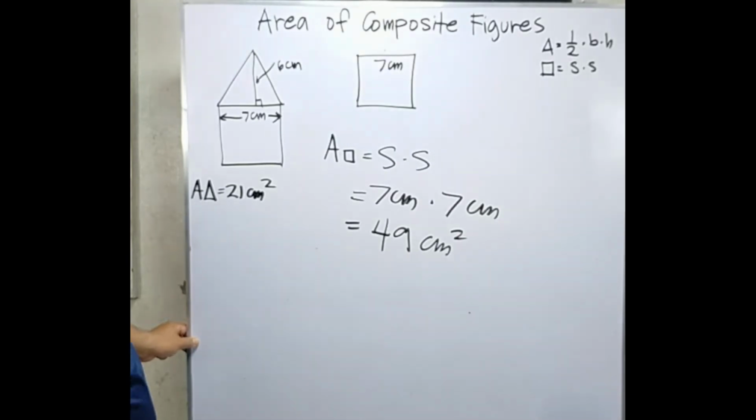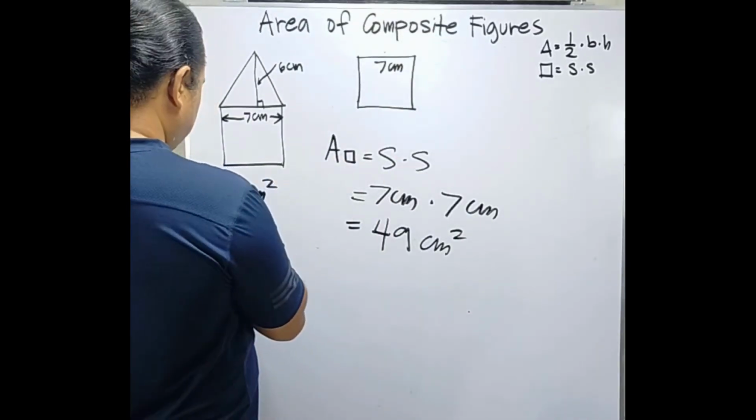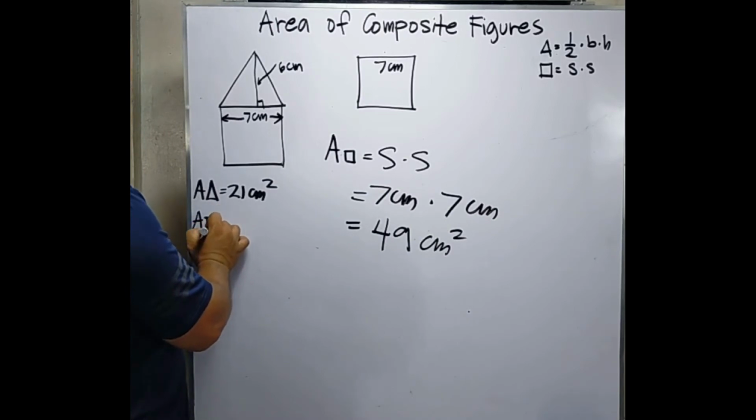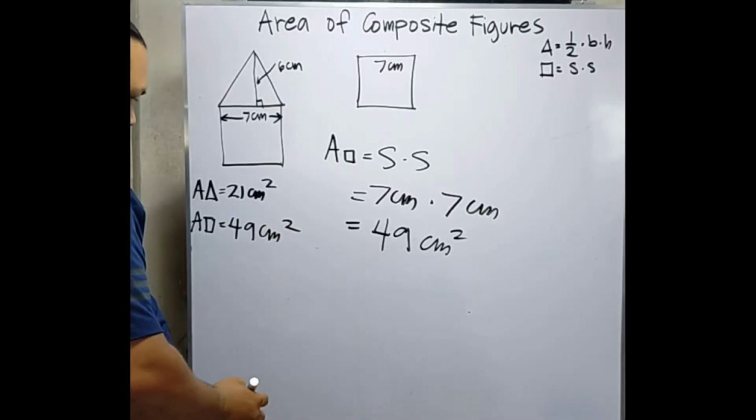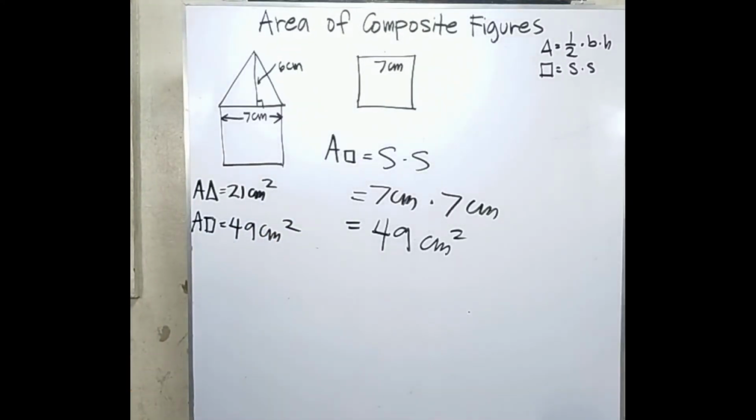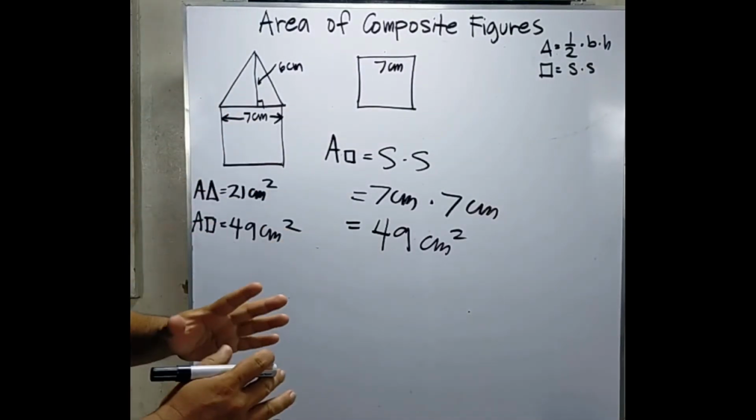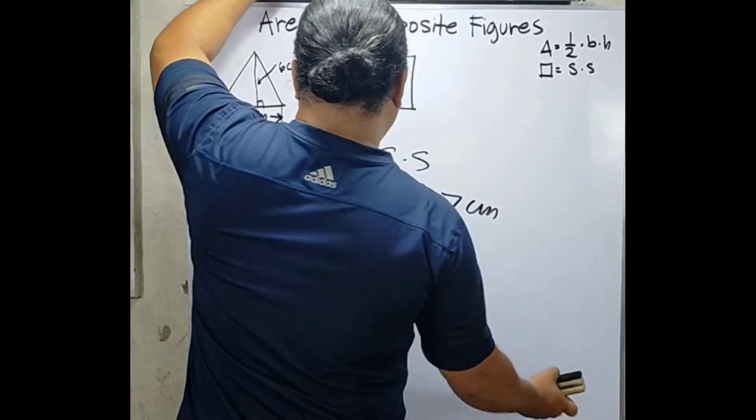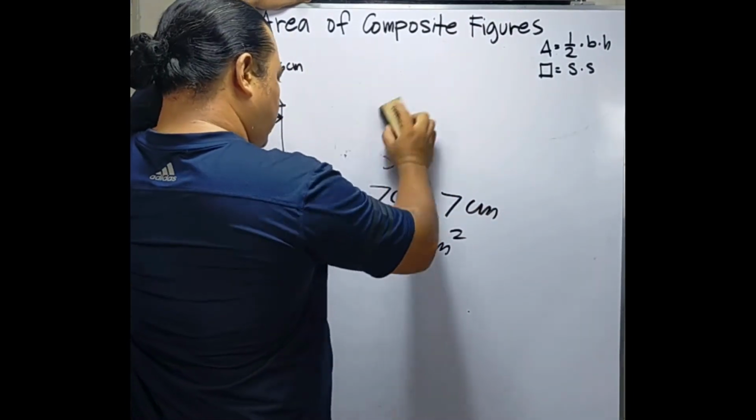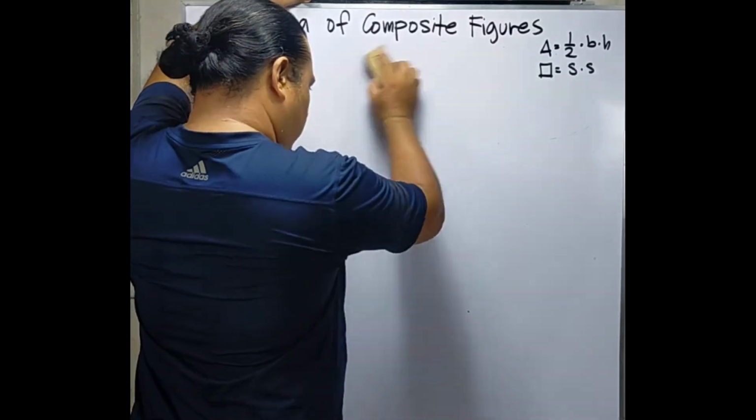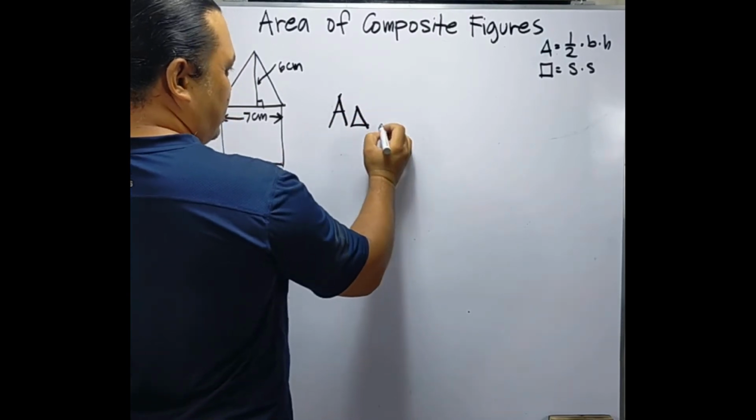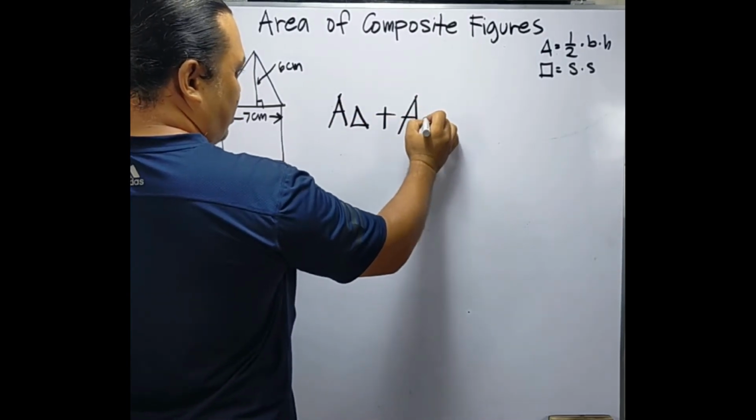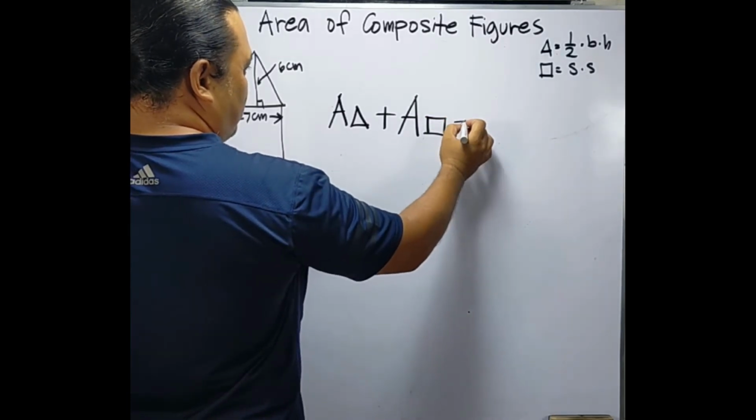Okay, so the area of our square here is equal to 49 centimeters squared. So we have gotten the area of the triangle and the area of the square. All we need to do is just add the two areas to get the area of the whole composite figure here on the board. So all we need to do is add the area of the triangle to the area of our square here. That will be our total area.